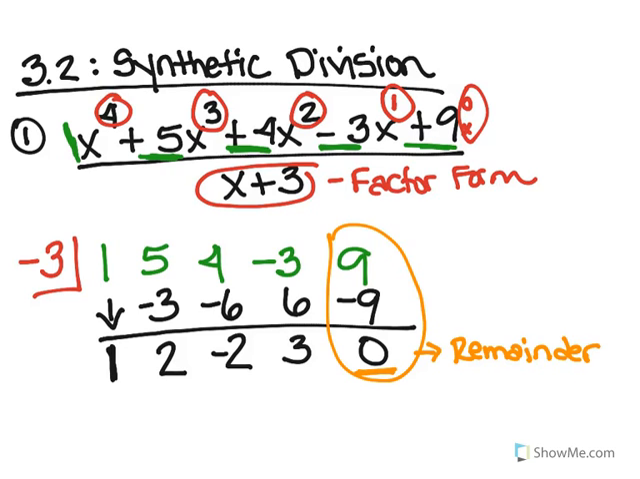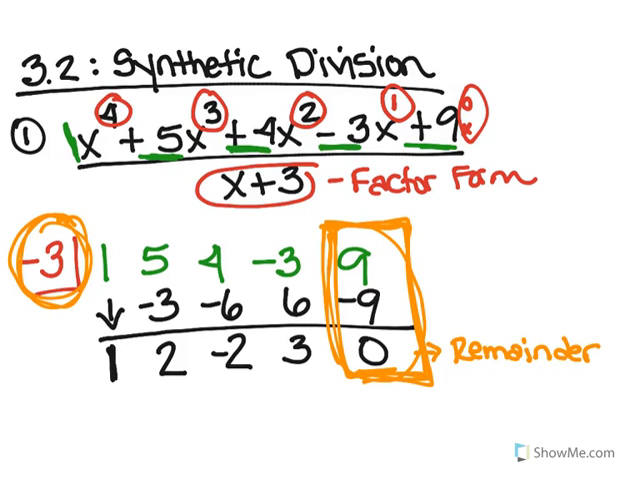So x plus 3 is a factor, meaning that negative 3 is one of those 4 answers, okay? It divided evenly. Now, you need to know this method for 3.3 because in all of your problems, you're going to be looking for them to end in 0. That means that that particular number that you divided by works, okay?